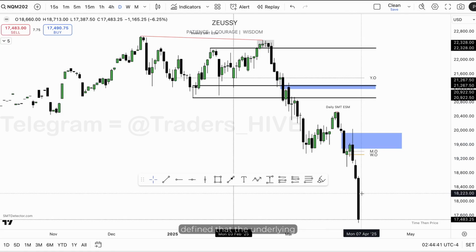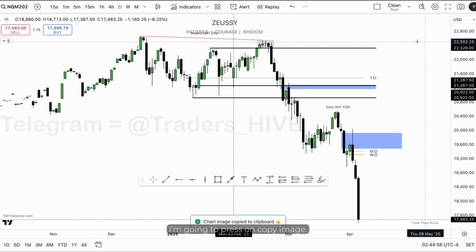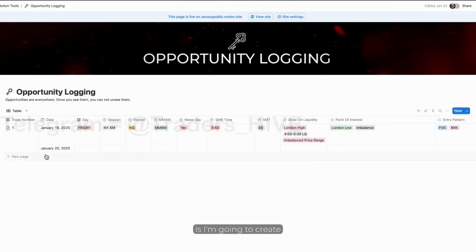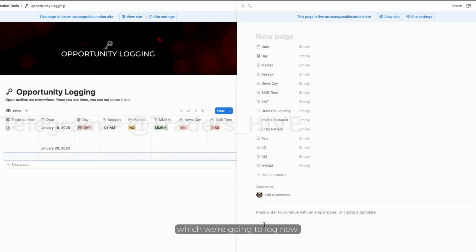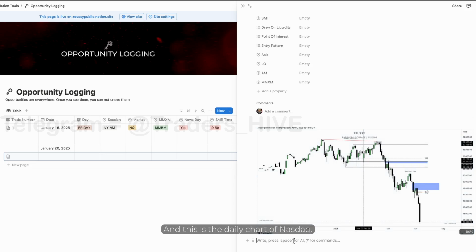So now that we have defined that the underlying order flow has been bearish, I'm going to press right here on the top right where it says the camera, my bad, sorry. And I'm going to press on take a snapshot. I'm going to press on copy image and I'm going to go to the Notion tool. And I'm going to create a new page right here. And this new page is going to be filled with the opportunities which we're going to log now. I'm going to copy paste the image which I've just collected. And this is the daily chart of Nasdaq.